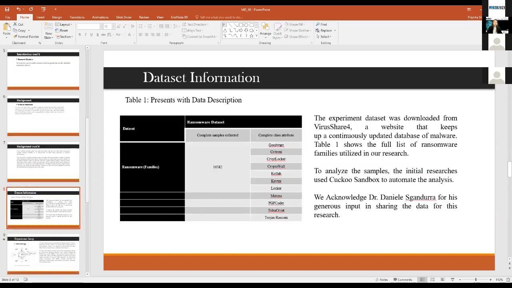Our dataset information is as portrayed in table 1. This experiment dataset was downloaded from VirusShare, a website that keeps up a continuously updated database of the malware. To analyze these samples, the initial researchers used Cuckoo Sandbox to automate this analysis. And hence, we acknowledge Dr. Daniel for his data sharing.